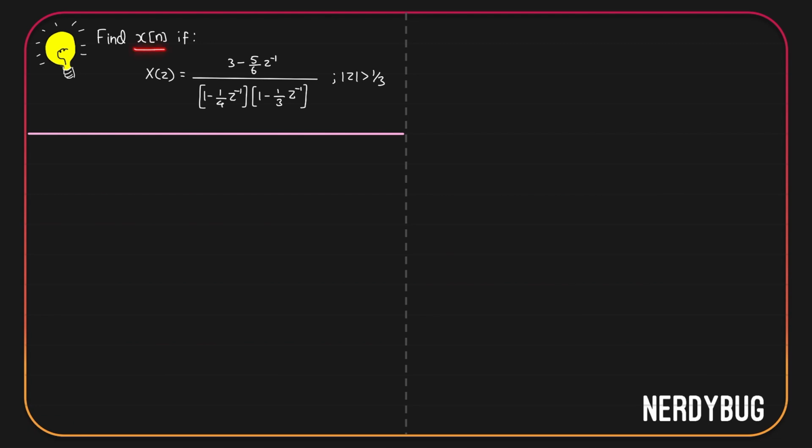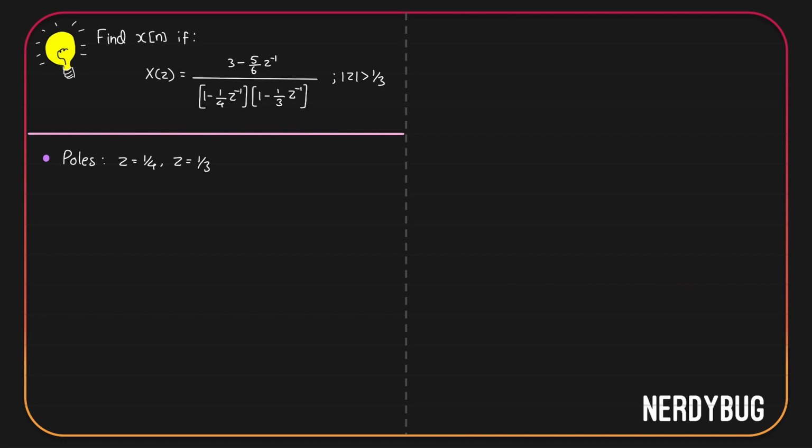We have to find x of n if its z transform is of the form 3 minus 5 by 6 z inverse divided by 1 minus 1 by 4 z inverse into 1 minus 1 by 3 z inverse. Here ROC is given, magnitude of z is greater than 1 by 3. Let us locate the poles of x of z. If z is equal to 1 by 4, this part will become 0, so z equal to 1 by 4 is a pole. If z is equal to 1 by 3, this part will become 0, so z equals 1 by 3 is also a pole.